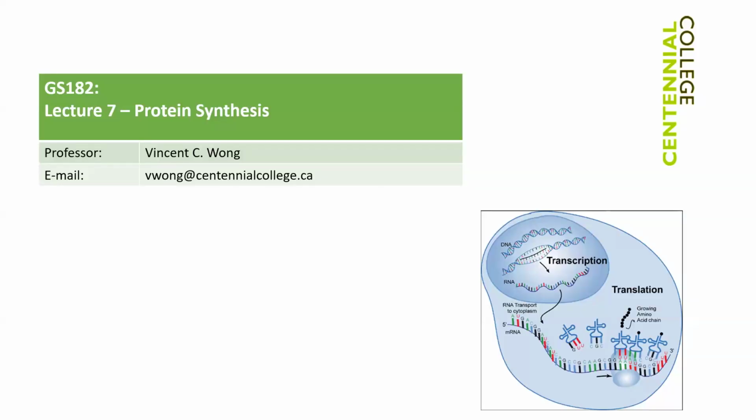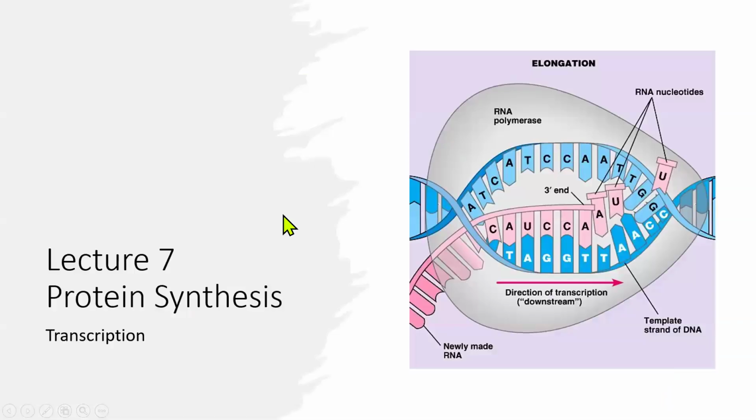Lecture 7. Lecture 7 is on protein synthesis. Now we remember the central dogma of biology, hopefully, which is we start with DNA, and we make a copy of it in terms of RNA, and then we make proteins from it, right? The first part of the process is called transcription, and then it's called translation. So that's what we'll be doing in this lecture.